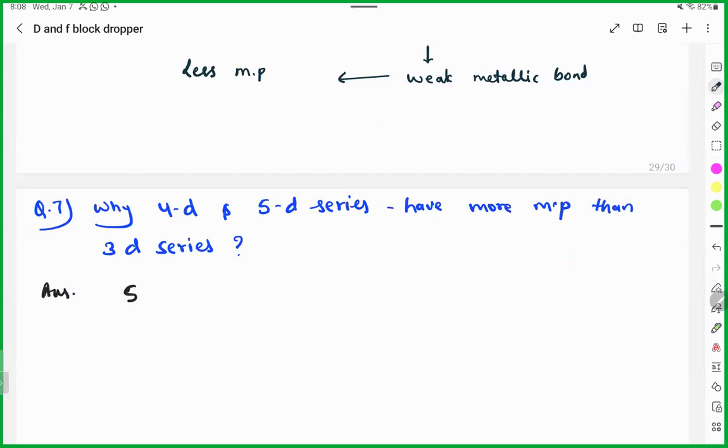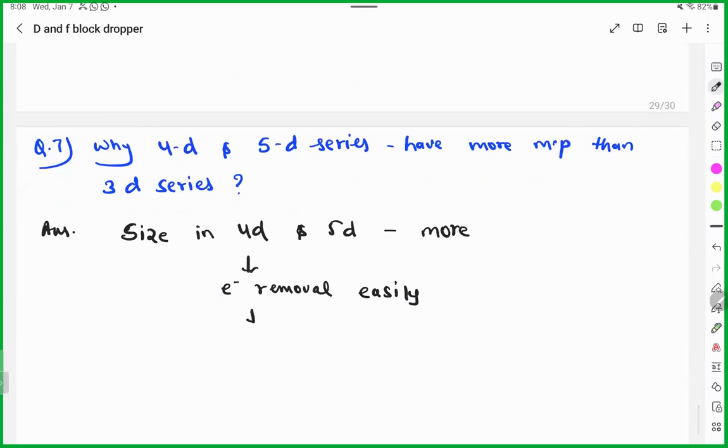Size. Size in case of 4D and 5D is more. And whenever there is bigger size, electron removal becomes easy. And if you can easily remove electrons, you can form a strong metallic bond. And if there is a strong metallic bond, melting point and boiling point will be high. Understood, guys? Any doubt?